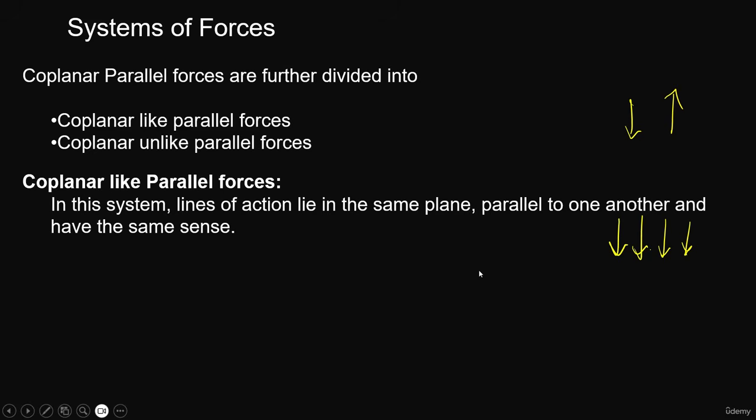So let's take the first case. In the system, the line of action is going to lie in the same plane and parallel to one another, and they will have the same sense. So this is how you can find F1, F2, F3 and F4. They are parallel to each other and they are acting downwards.